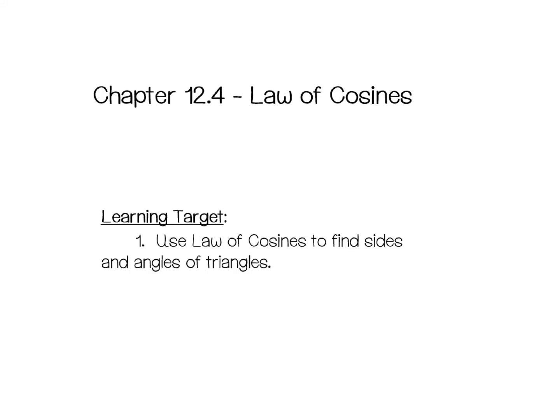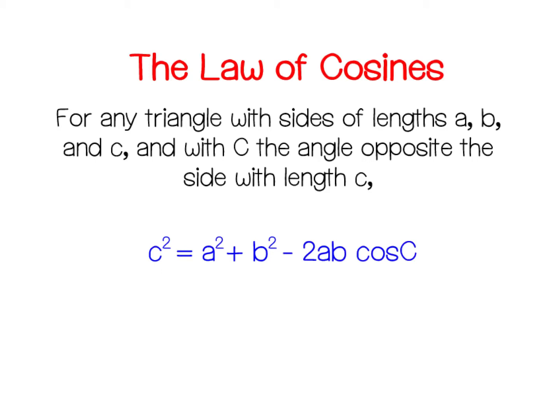Today we're going to talk about something called the Law of Cosines. Okay, so we've already learned about right triangle trig, and we've learned about the Law of Sines. This is called the Law of Cosines, and it's another way that we can deal with triangles that are not right triangles.